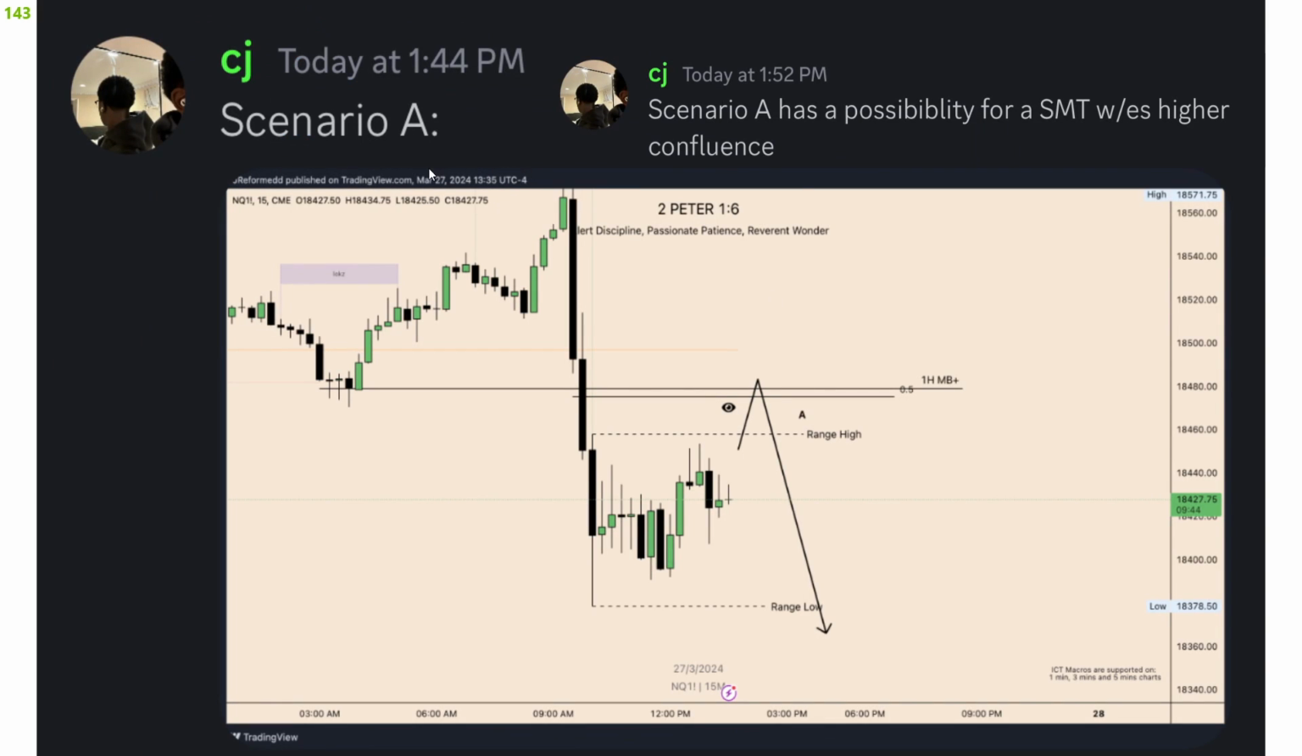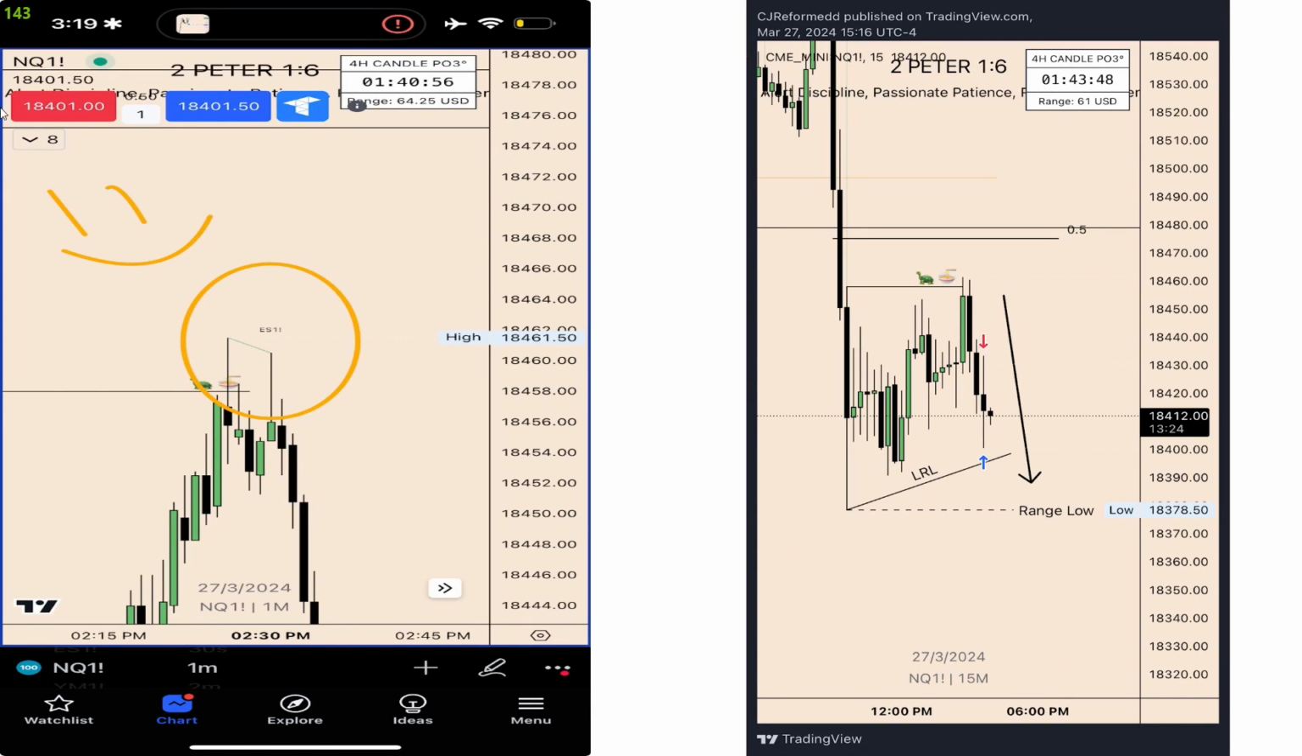Now, here, like I said, we had scenario A. Scenario A is range high swept to range low. And I said this scenario has a high possibility to have an SMT with ES, and that's higher confluence, where it could not even reach equilibrium. It could not reach the mitigation block. All it needed to do is tap into that fair value gap before continuing lower if ES goes and takes it. And as you can see, we had the SMT with ES, which we took, and it did continue to go lower.